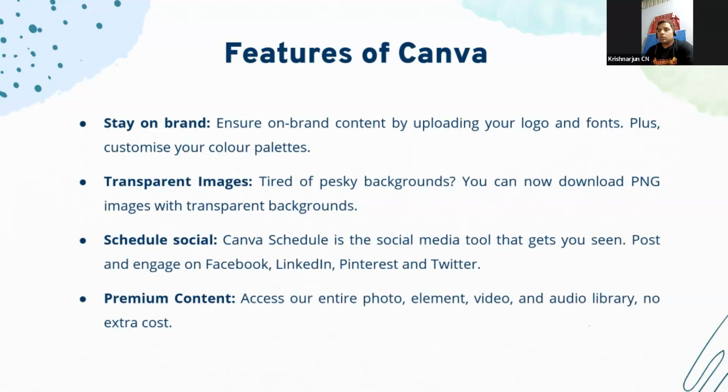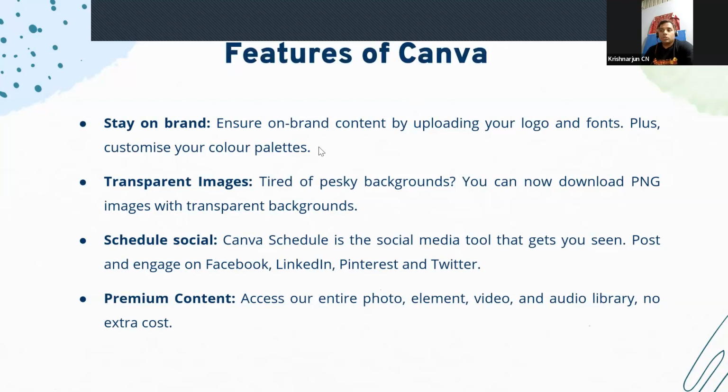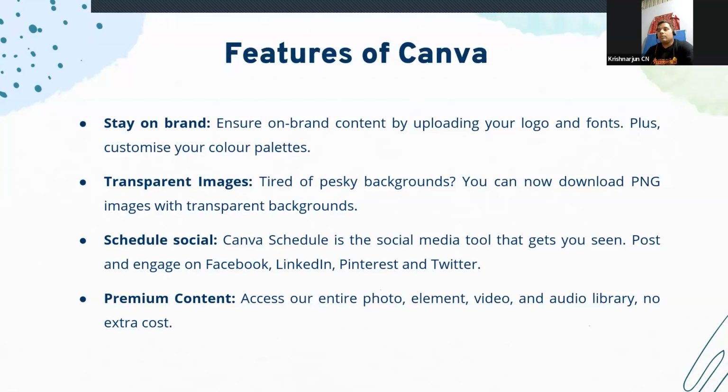Transparent images, while downloading, you can download it as a transparent image, PNG. And then you have schedule social. You can also try to schedule posts on your social media accounts. Premium content, a lot of things available in the library at no cost. You get a few of these free of cost.